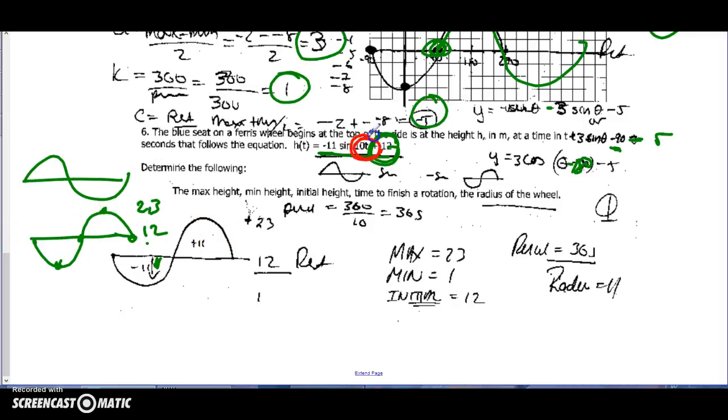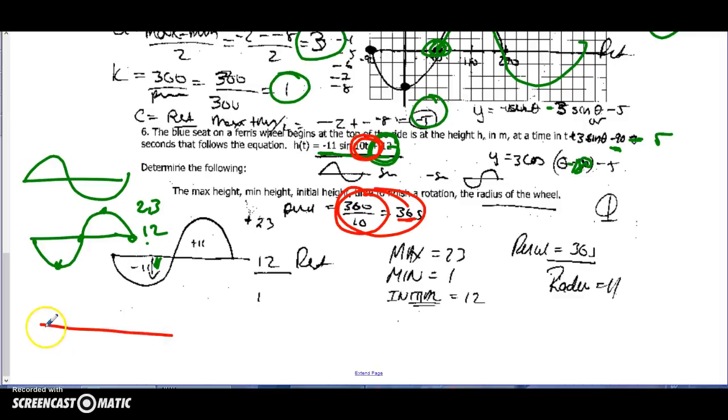Well, it's 360 divided by k is my period. So 360 divided by k is 10, and the whole thing is in seconds. So 360 divided by 10 is 36. 360 divided by k, which is 10, is 36. So this whole thing takes 36 seconds.